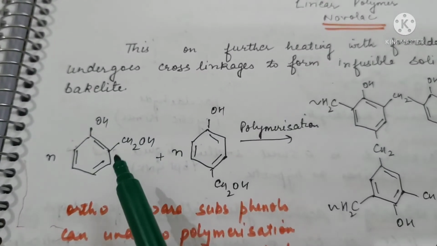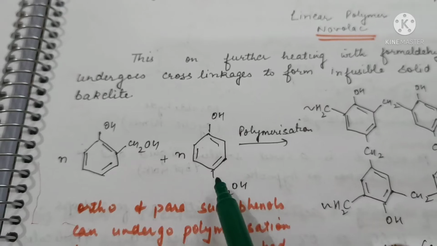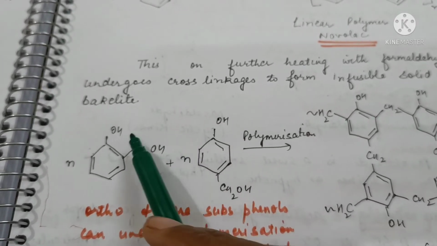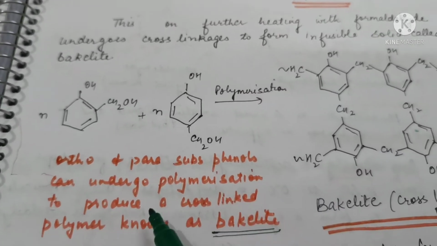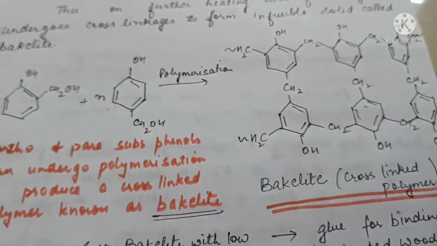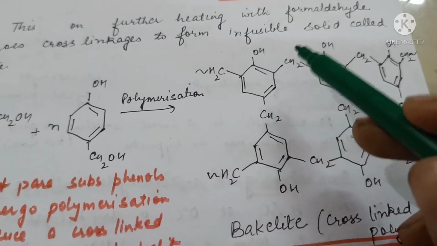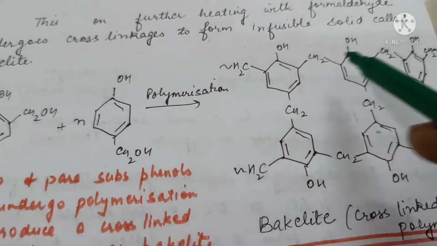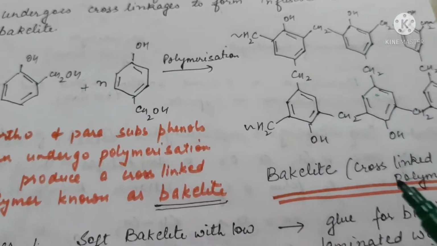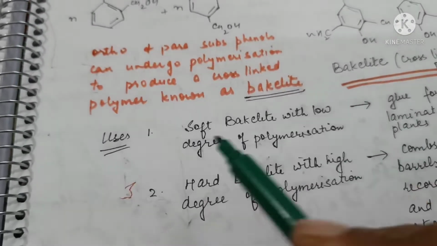Alternatively, we can polymerize orthohydroxybenzyl alcohol and parahydroxybenzyl alcohols to form this cross-linked polymer where CH2 is acting as a bridge, joining the phenol linearly as well as cross-linked. This Bakelite, its uses.